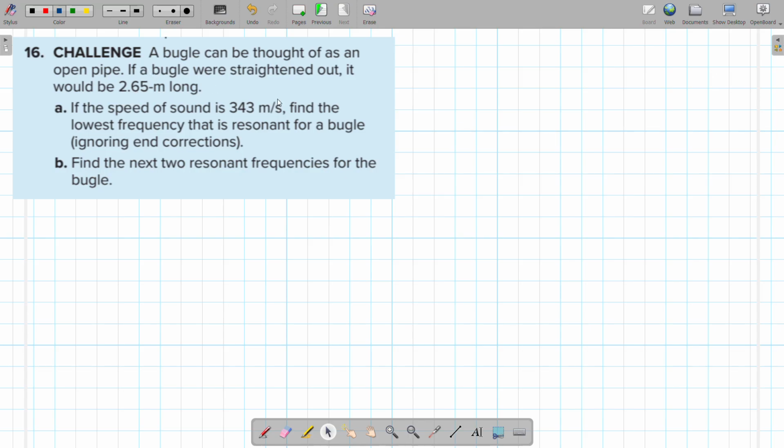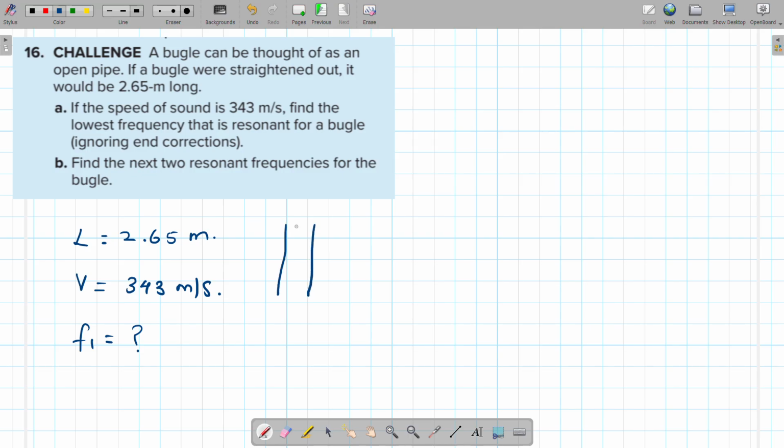A bugle can be thought of as an open pipe. If a bugle were straightened out, it would be 2.65 meters long. So the length of the pipe is 2.65 meters, and the speed of sound is given as 343 meters per second. Find the lowest frequency that is resonant for a bugle. So we have to find the fundamental frequency.